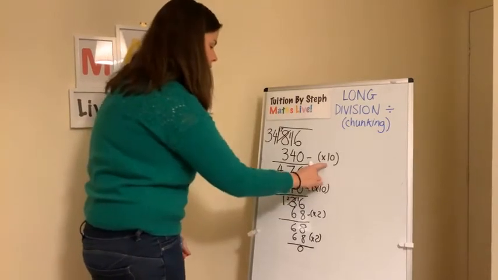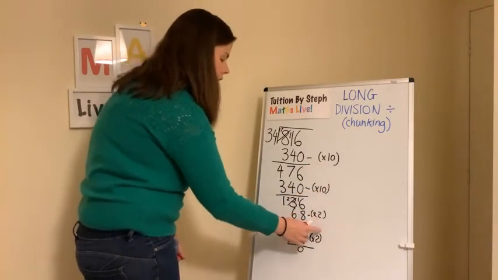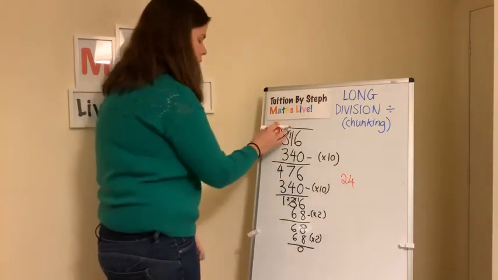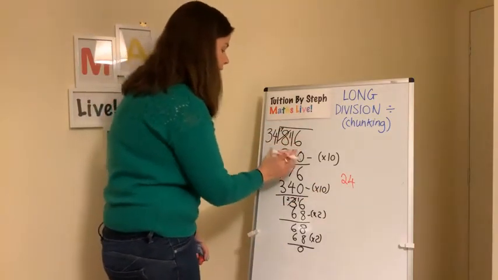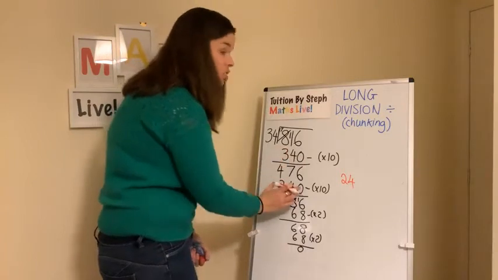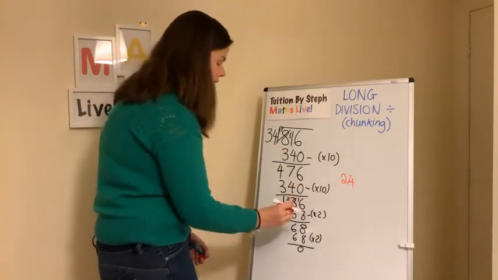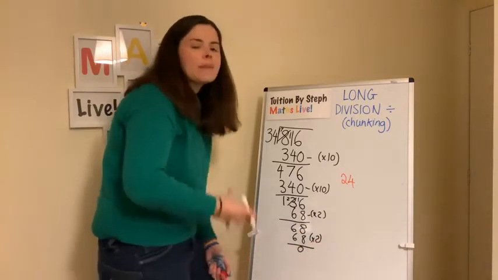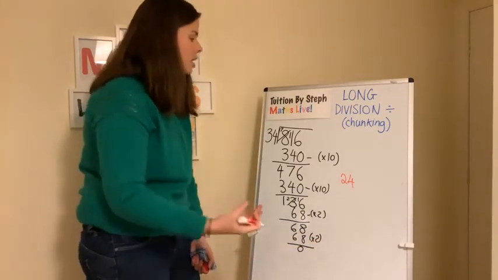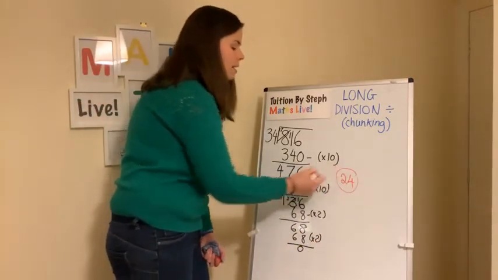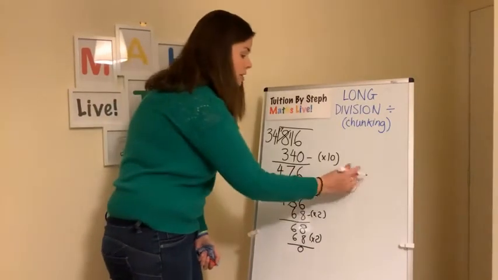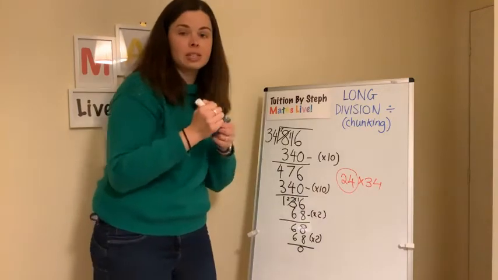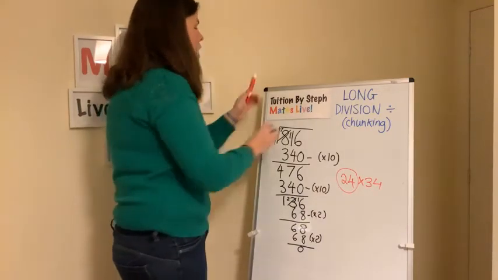Okay, so the answer is, I've got 10, 20, 24. Because I got the groups of 34, I subtracted 10 lots of 34, and then another 10 lots of 34, and then 2 lots of 34, and then 2 lots of 34. How many groups of 34 did I take away altogether? 24. So if you did 24 times 34 now, your answer would be 816. You could do the inverse. Right.